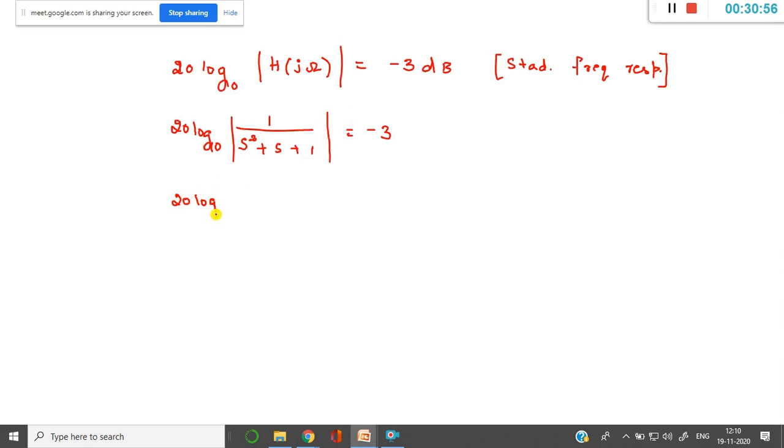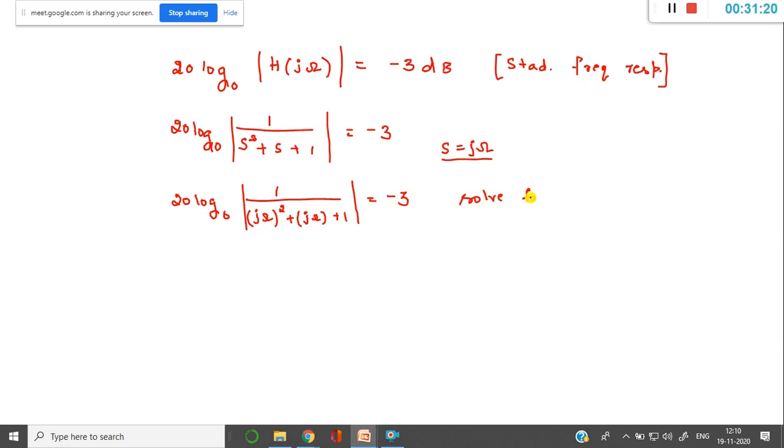So that is 20 log base 10. Now I put s equal to j omega here to fetch the frequency component that is present in my equation. So j omega whole square plus j omega plus 1 is equal to minus 3. Solve for this, solve for the quadratic equation, that's it. Now how do you solve this?